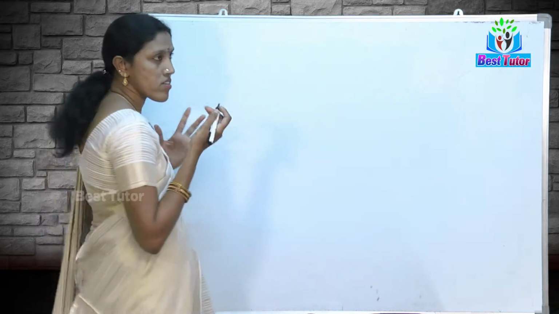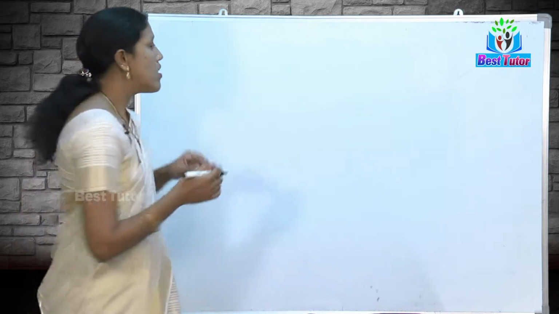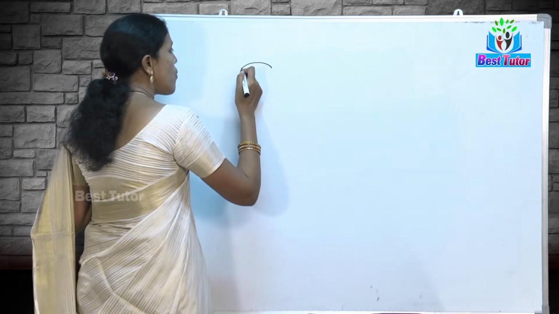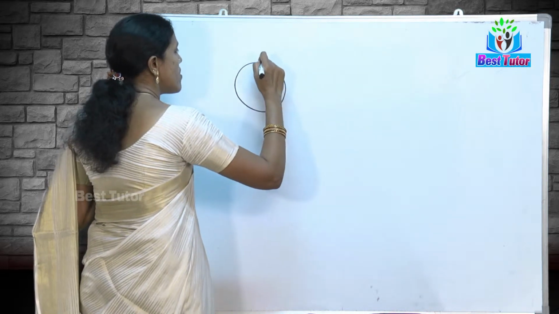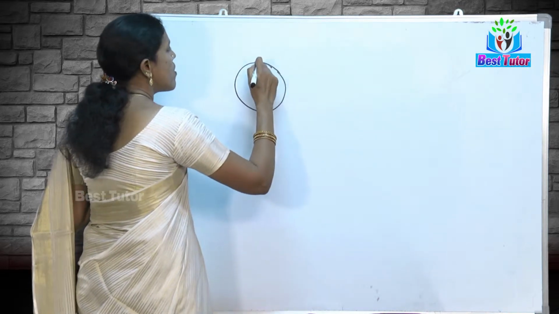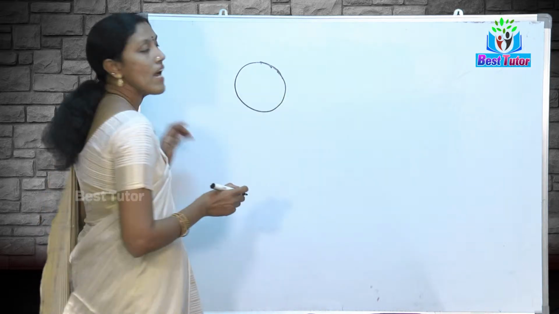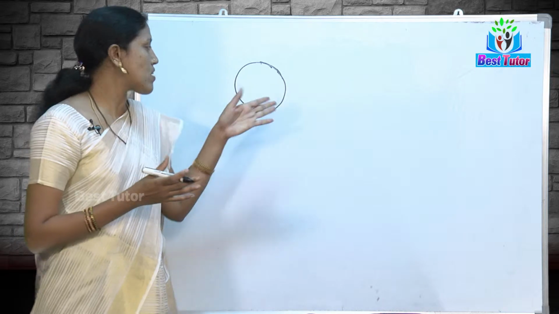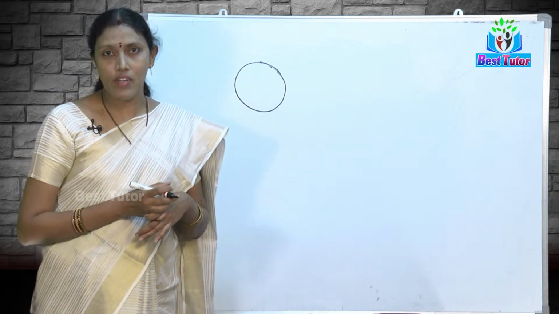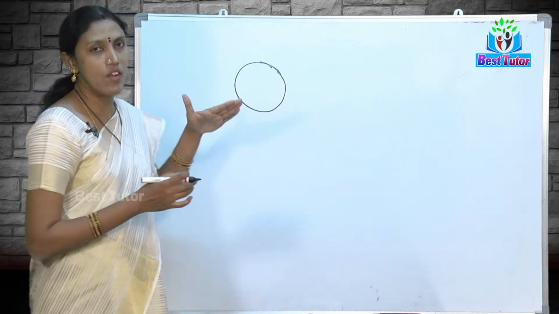How many tangents can be drawn to a circle? A tangent is a line which touches the given circle at one point, right? Can I draw any tangent to the circle which passes through the circle? Then it is not said to be a tangent, right? It should touch the circle at one point.